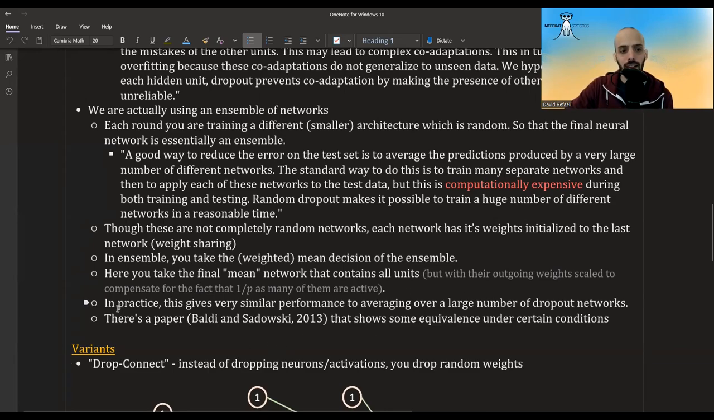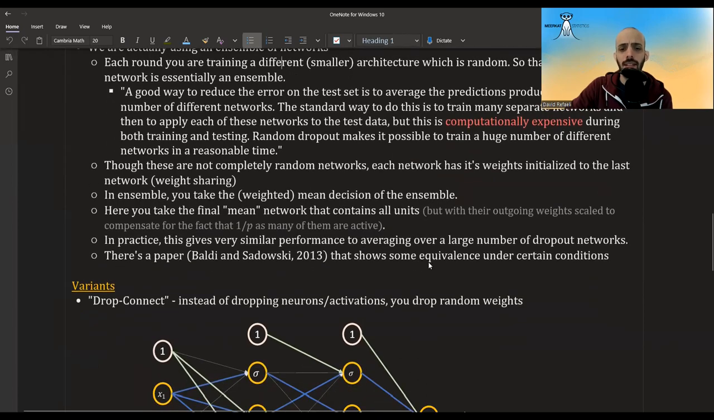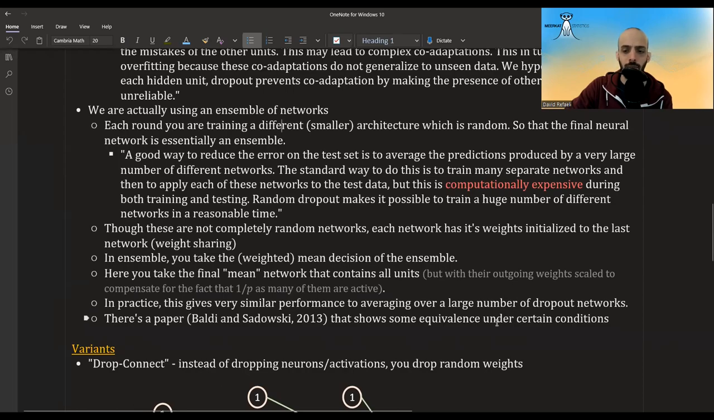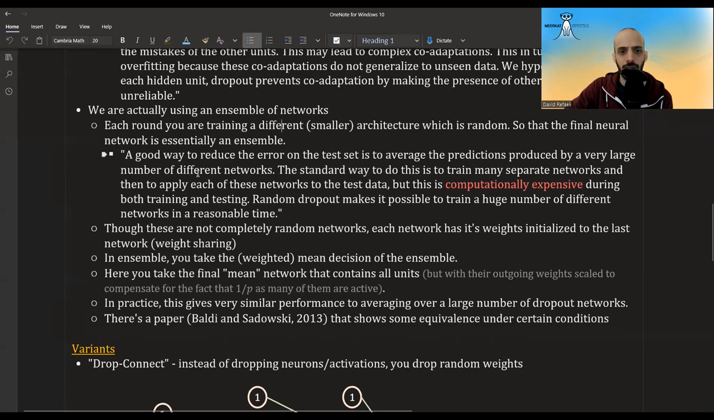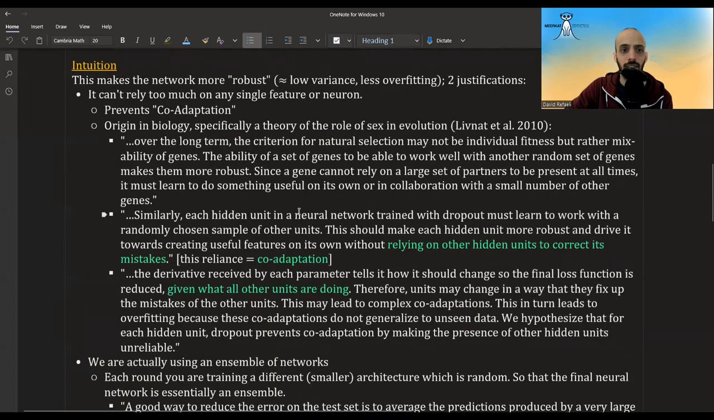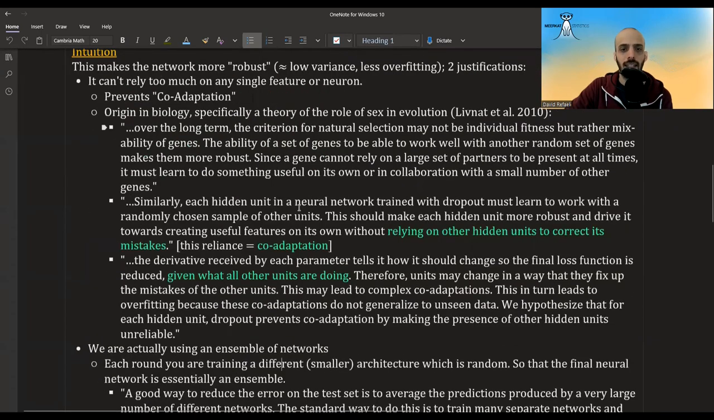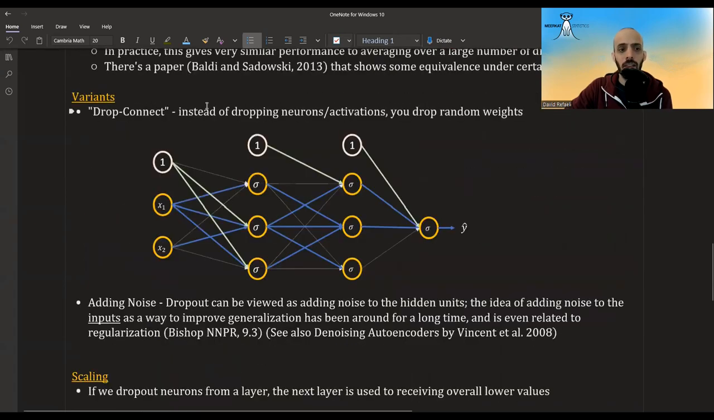But the authors claim that in practice, this gives a very similar performance to averaging over a large number of dropout networks. There's also a paper that shows some equivalence between ensemble networks and dropout under certain conditions. I have to say, I'm not super convinced by this paper, but maybe you will be. Okay, so this is another explanation of why dropout works. There are two main theories. There are also some variants of dropout.